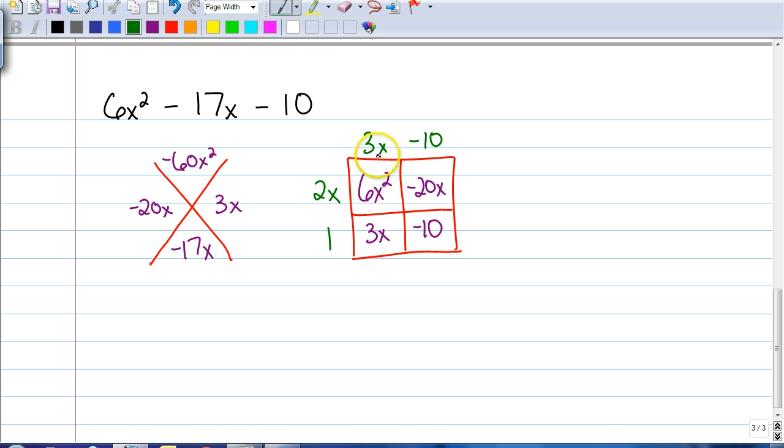Check your answer. 2x times 3x is 6x squared, negative 20x, 3x, and negative 10. So your answer is 3x minus 10 times 2x plus 1. And if you notice, this problem that we just did is the same problem that was shown in that video using the traditional method. And you can see that doing it this way was a heck of a lot faster.